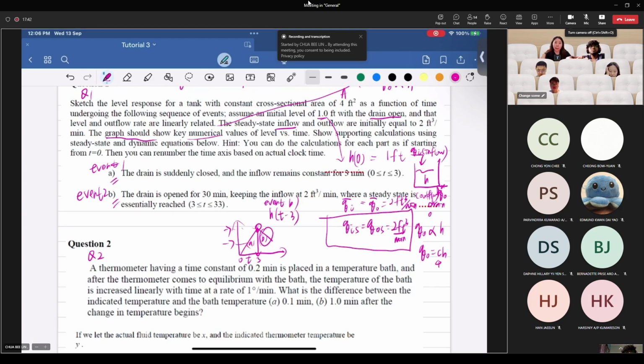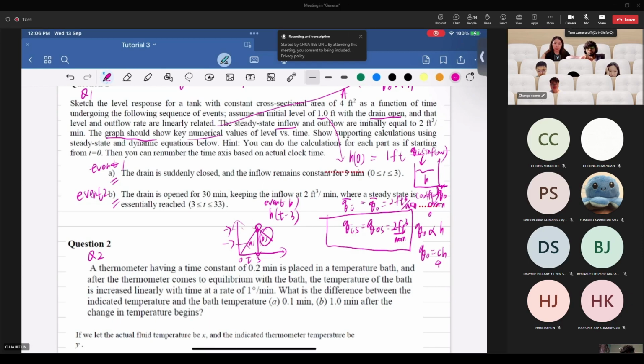So you cannot write for event B that the initial condition is H of 0. No, because event B starts, in this question, after 3. The unit they are using is minutes. So after 3 minutes, for event B, the initial condition should be H of T minus 3. T minus 3 meaning that T equals 3, event B starts. If you put T equals 0 like this for event B, it is wrong, because event B starts when time equals 3 minutes.